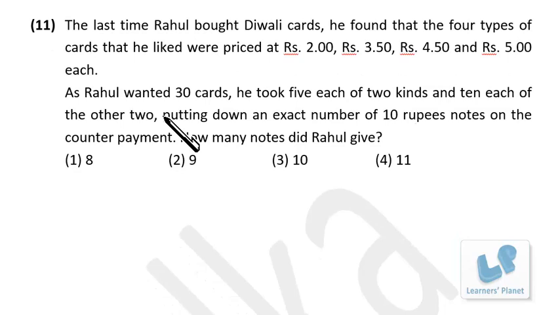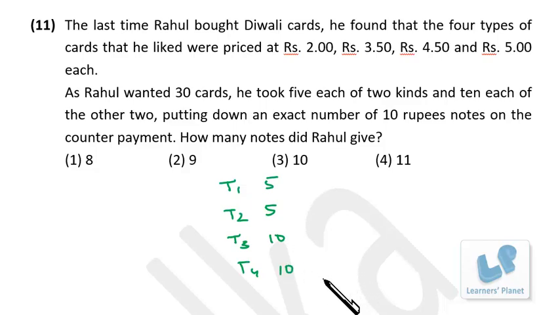First we note down type 1. I don't say that it is rupees 2 or 3.5. I'm just writing down type 1, type 2, type 3, type 4. Now he took 5 each of two kinds, so 5 cards of this type, 5 cards of this type, and 10 cards, 10 cards.